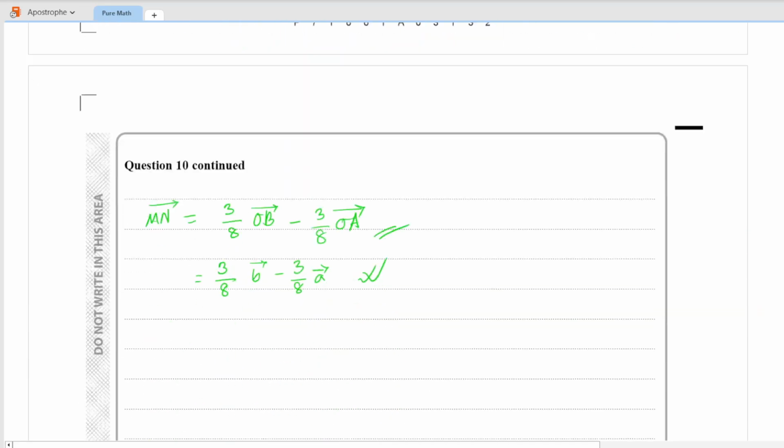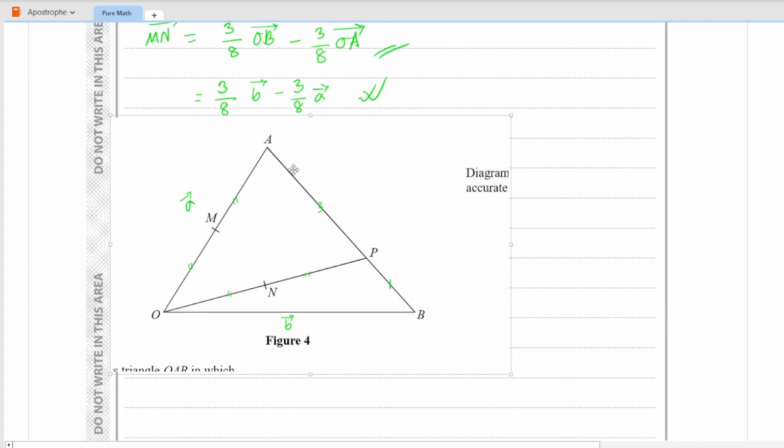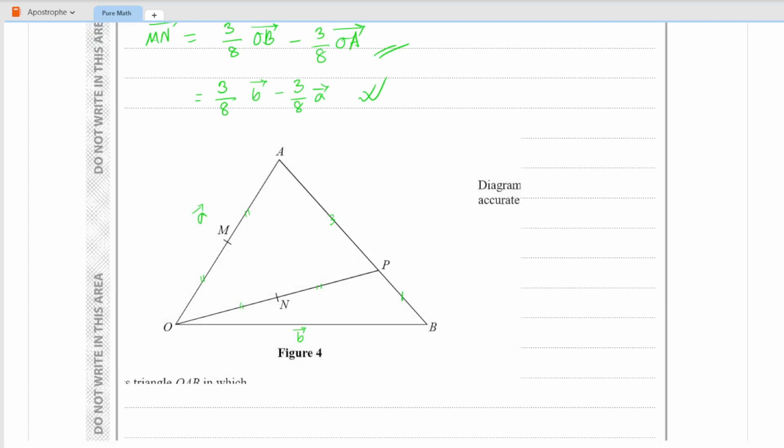Let me show you. I guess in this case, so let's say we have this vector.